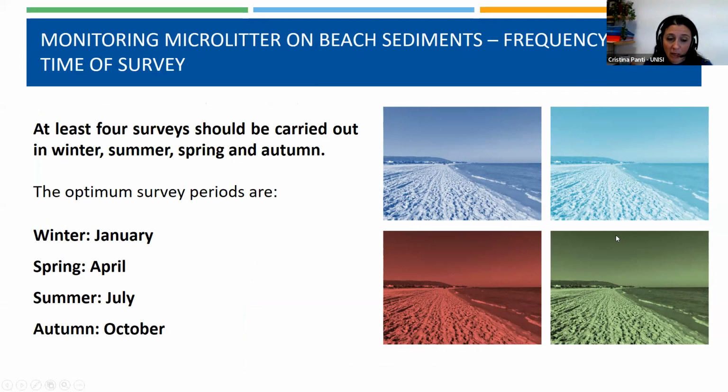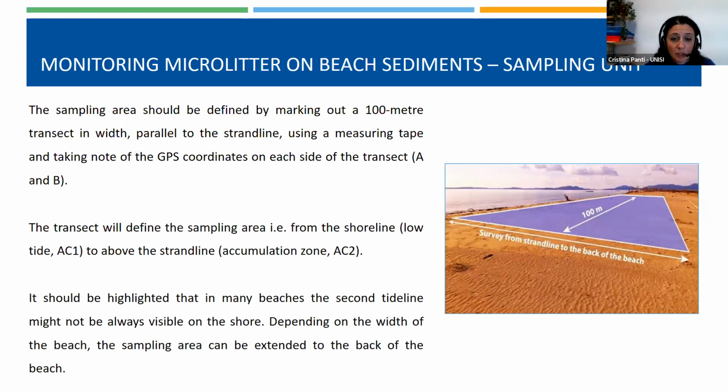As for the other surveys, it's very important to perform a seasonal survey, optimally in winter, spring, summer, autumn, in the months of January, April, July, and October, in order to have a clear picture over the entire year, also because the accumulation of macro and microlitter depends on currents, season, the amount of rain, and so on. So, monitoring the microlitter on beach sediments, the sampling unit is the same as the one for macrolitter, but we will see the small difference that we should take into account.